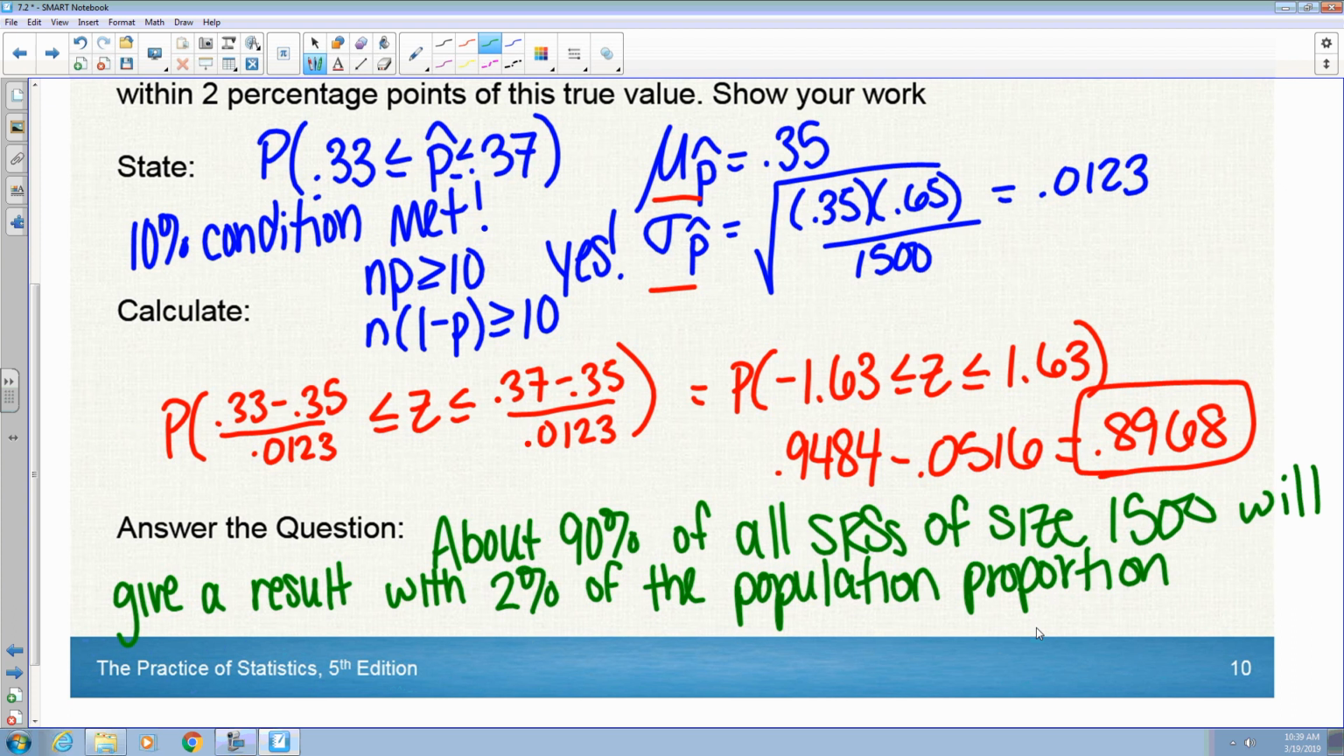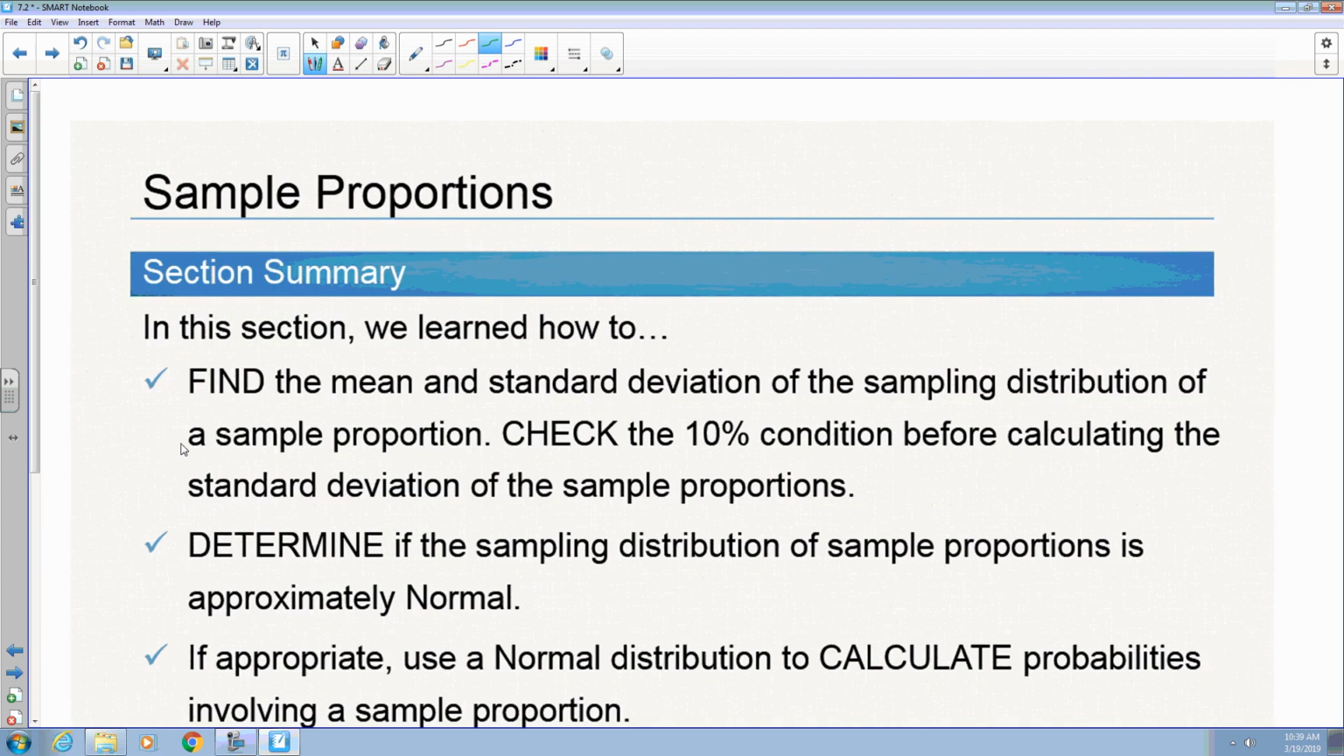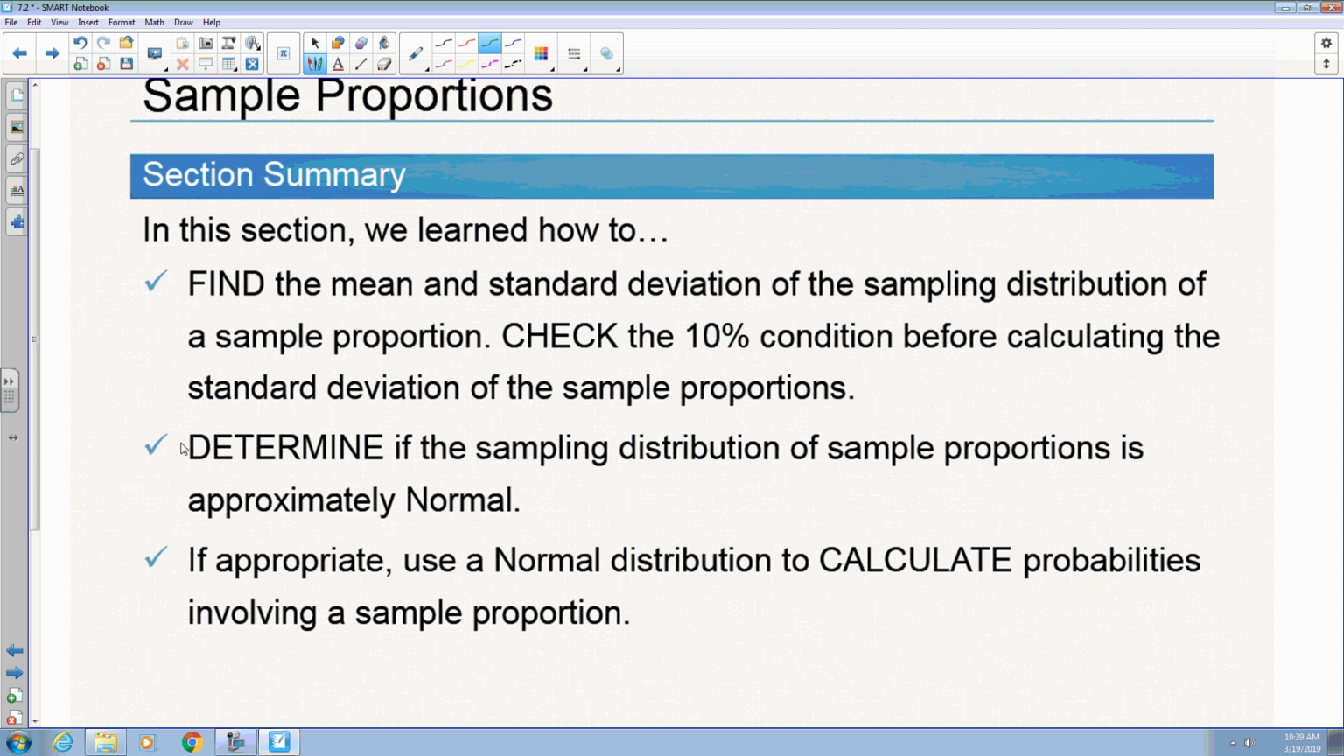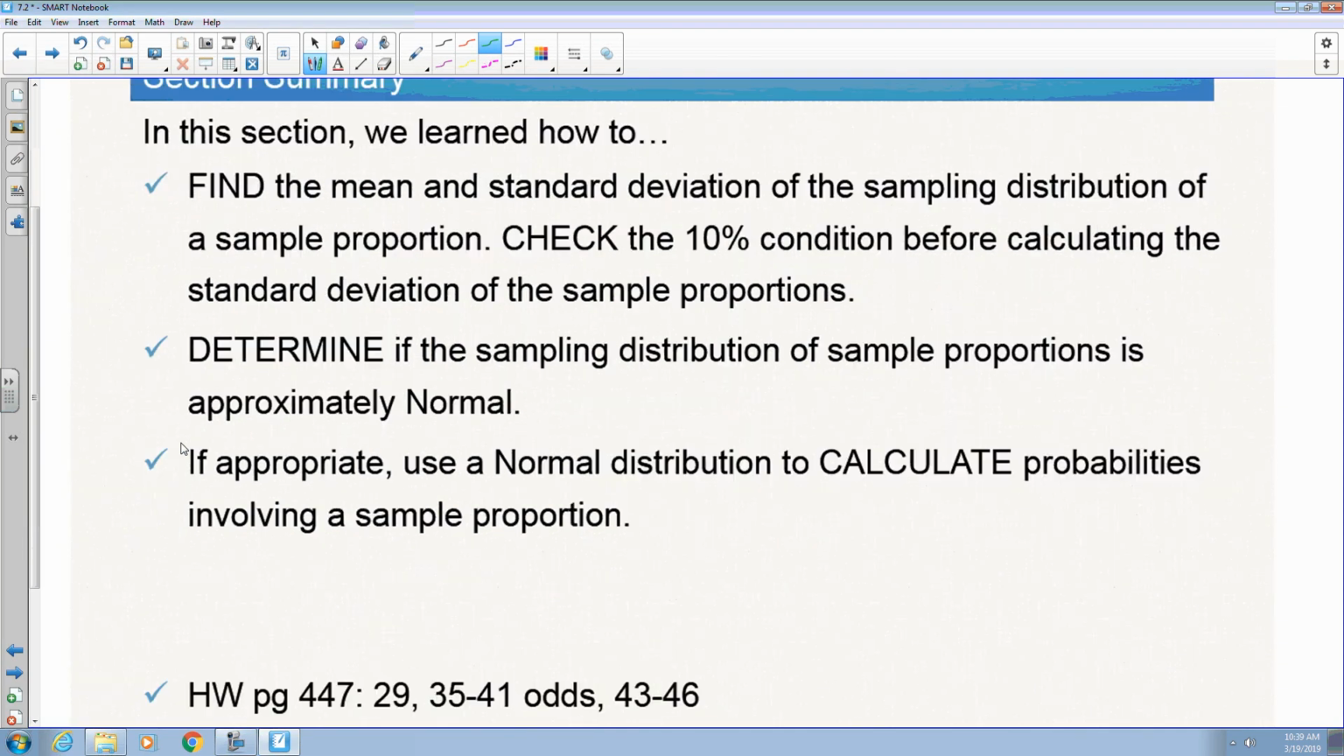Okay? So the next slide just summarizes what we did. And the homework is on the bottom.